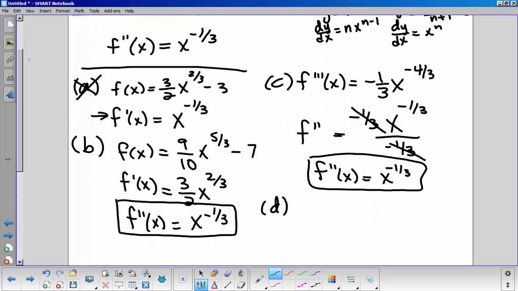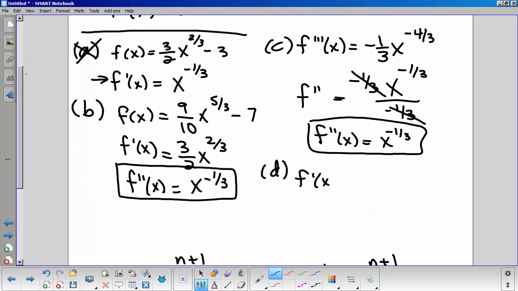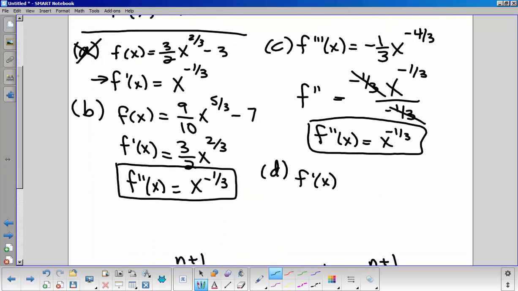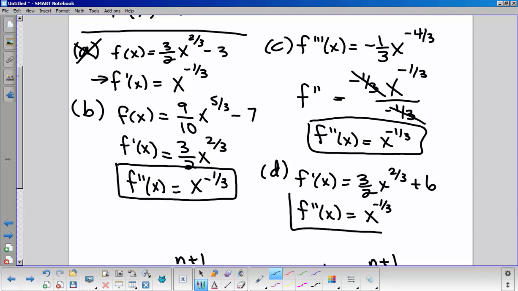F prime of x is equal to 3 halves x to the 2/3 plus 6. What's F double prime here? Derivative, which is power down, 1x raised to the negative 1/3. That's it. Does it match? So B, C, and D are winners.